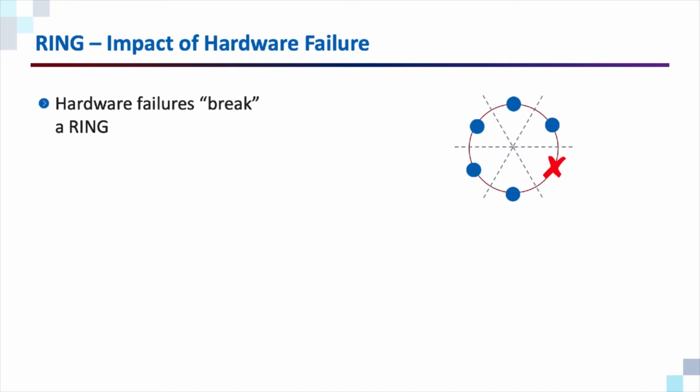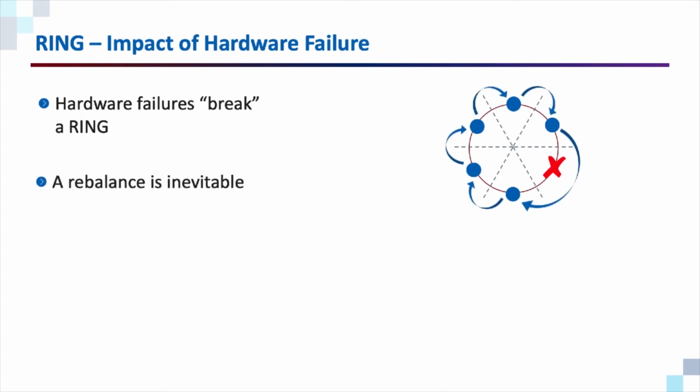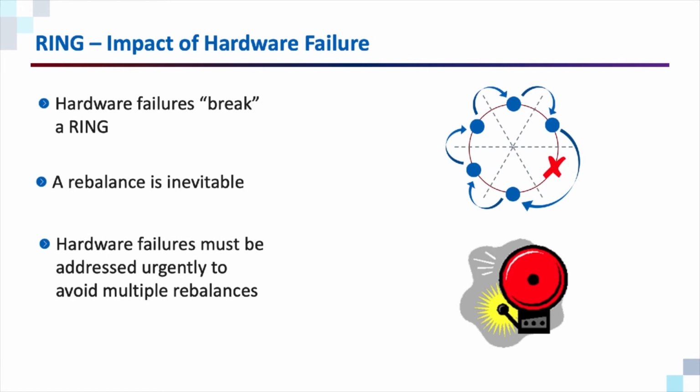So the impact of a hardware failure with the ring architecture is the hardware failure will break the ring, and a rebalance is inevitable. And hardware failures are an urgent matter that need to be dealt with immediately to avoid multiple rebalances.